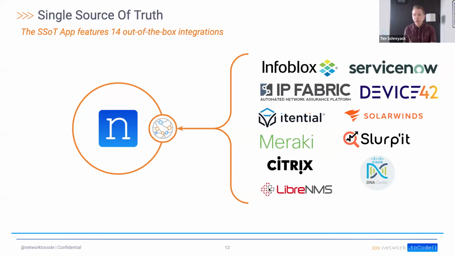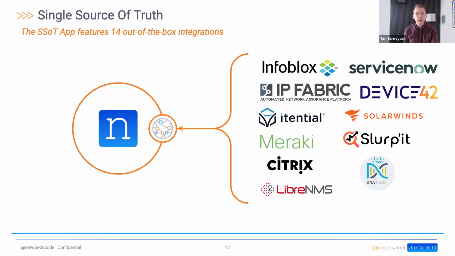Nautobot can then leverage that single source of truth app to populate its data models, which goes beyond devices to include many types of data, like the contact and circuit information we talked about earlier. We cover a lot out of the box, such as Infoblox, Device42, ACI, IT Central, Meraki. You can see a summarized list here. Not everything that we can integrate with out of the box is included here.